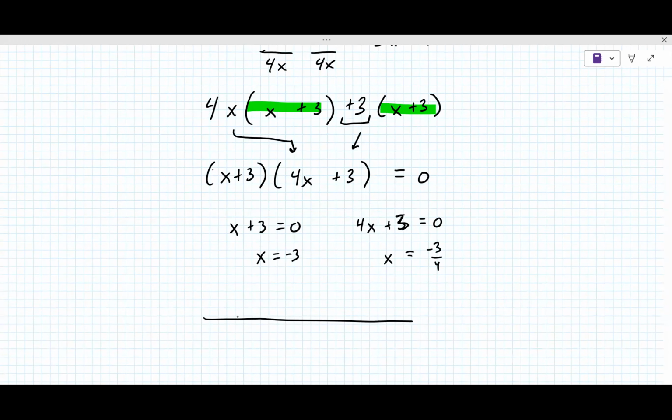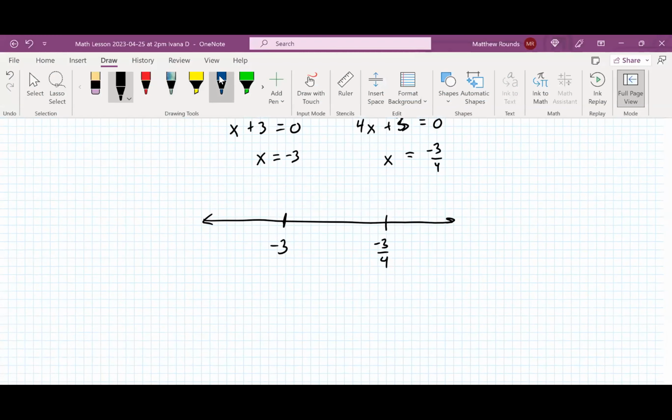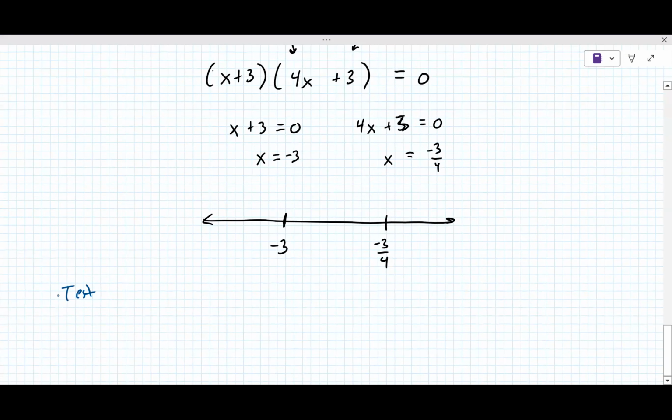So here's what we've been doing. We draw a number line. We put the 2 points on the number line. And then we have to test points. So why don't we test -4, -2, and 0. And you can actually test them in the original. You can test them in the factored form, whatever you think.